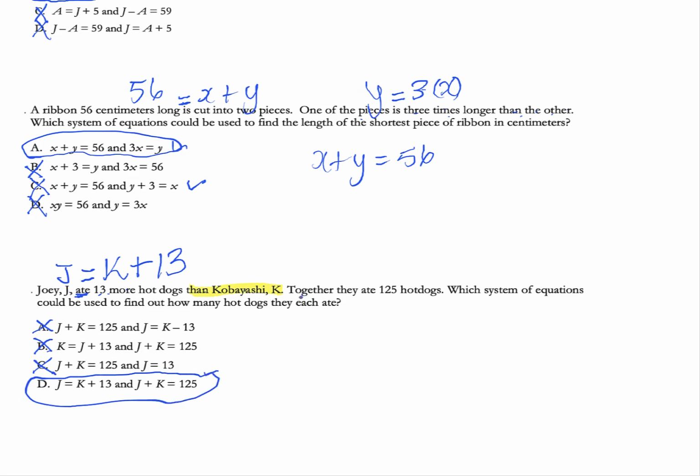The next one, it says together they. Who's the they? Joey plus Kabashi, because it says together. "Is" is another verb, so that's equals 125. And there's your second part.